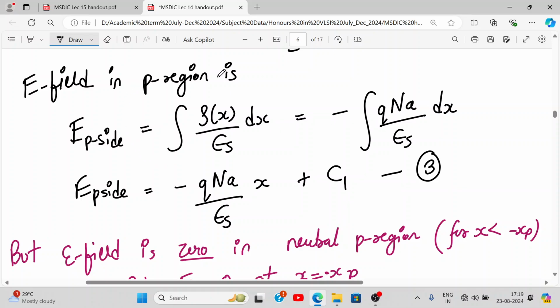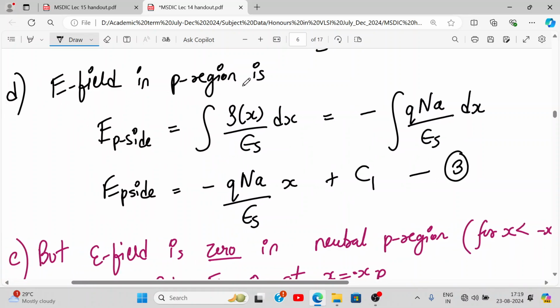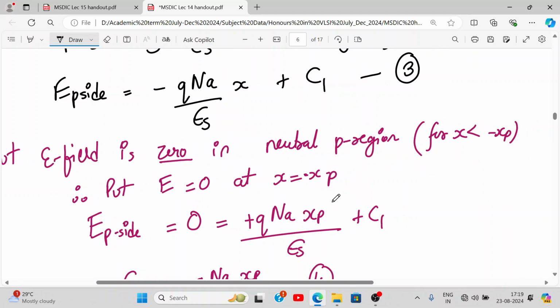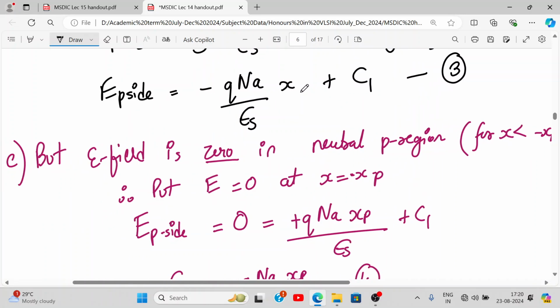On the P side, let's concentrate on the electric field on the P side. So the P region will be minus QNA dx by epsilon s. So here everything is a constant except distance. So the integration of dx will be x plus a constant of proportionality. Now we have assumed the depletion approximation. So the electric field is 0 in the neutral region. That means for x very, very small compared to xp, we put E equal to 0 to find this C1, the proportionality constant, right?